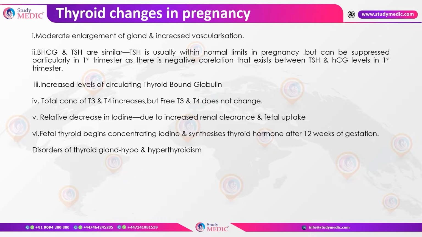What about iodine? Because there is increased renal clearance during pregnancy and also the fetal uptake of iodine increases, the maternal levels of iodine decrease in pregnancy. Now for the fetus, remember that the fetal thyroid starts concentrating iodine, and synthesis of thyroid hormone starts as early as 10 to 12 weeks of gestation. Alright. The important disorders that you need to remember about the thyroid gland are hypo and hyperthyroidism.